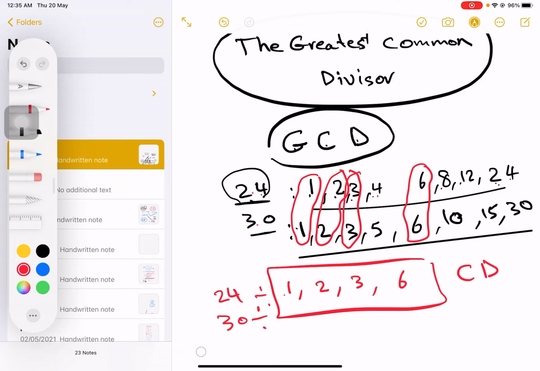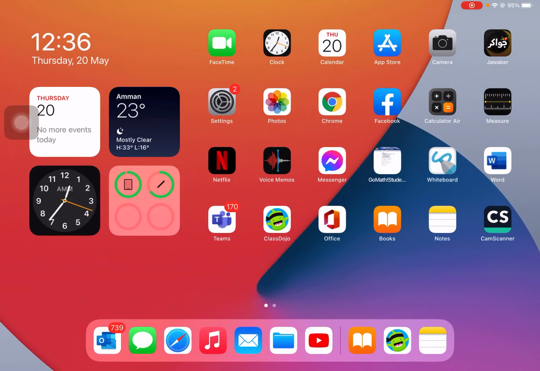But what number is the greatest? 6 is the greatest. So we call 6 the greatest common divisor. This is my lesson. They will give you two numbers and you are going to find all the factors of these numbers. Then you need to find the common ones between them and which one is the greatest. So let's go to the book now.